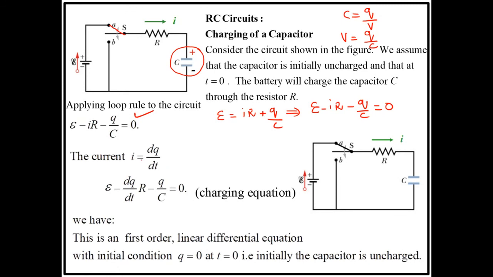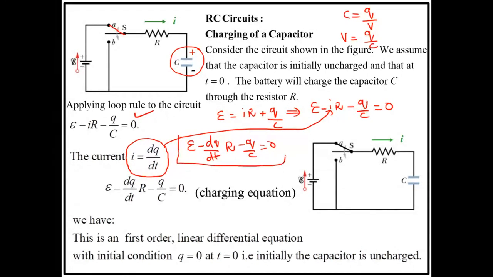Now we have the formula for the current: I is equal to dq over dt. Please substitute it here. If you substitute, what will happen? EMF minus dq over dt multiplied by R minus Q over C is equal to 0. And this is the charging equation.